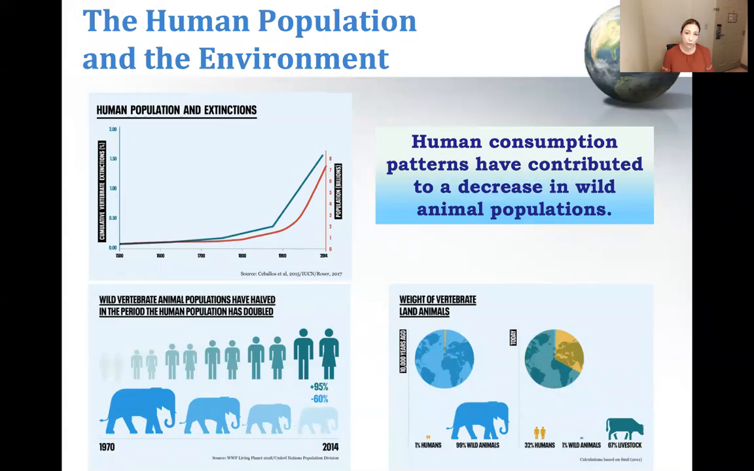So this is my last slide, but one thought I want to leave you with is that if you decrease your consumption of animal products on a weekly basis, you are making a huge contribution to conserving the environment. Now, I'm not saying be a vegetarian or a vegan, but if you just decrease your consumption 1 or 2 days a week, you are making a big difference for the environment.